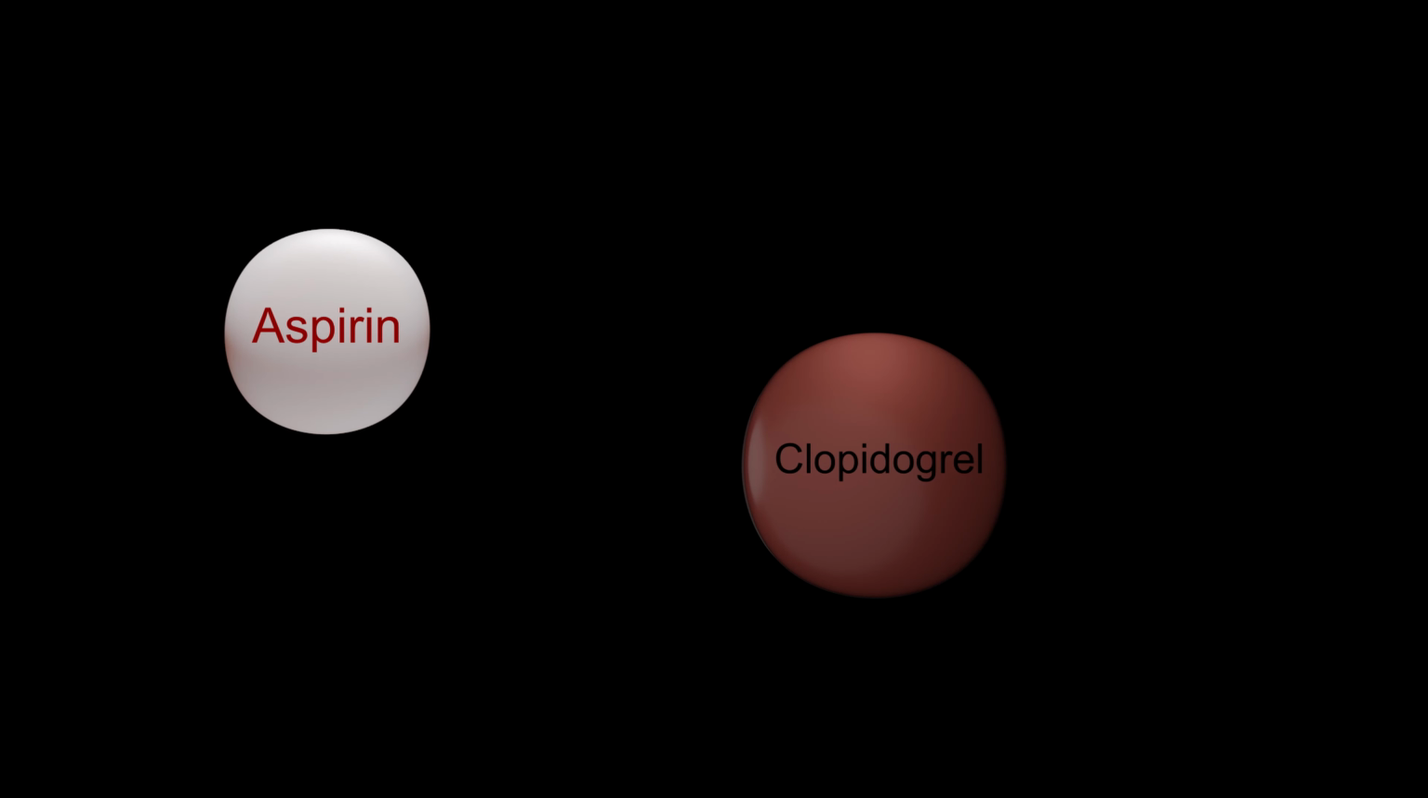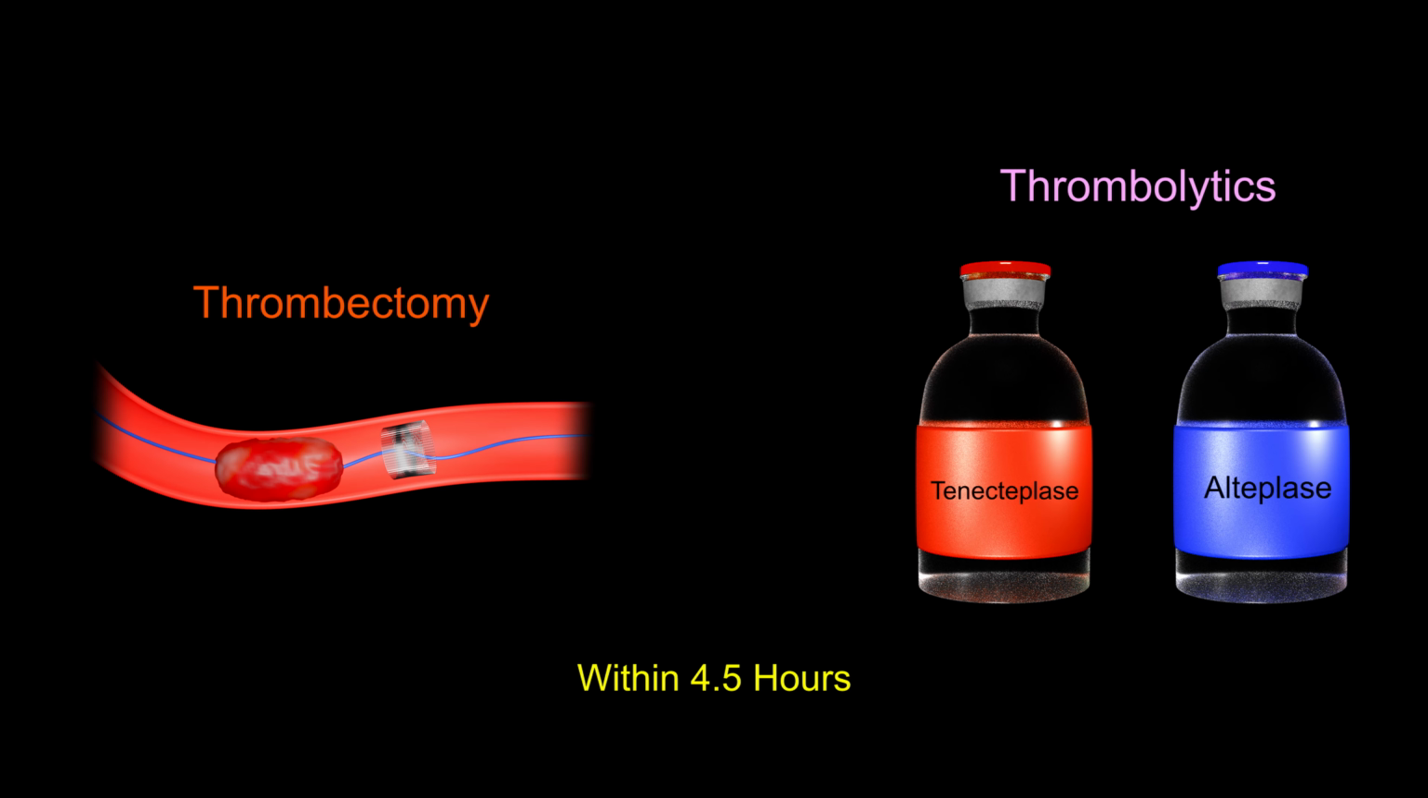For ischemic strokes, time is crucial. Antiplatelet therapy with aspirin or clopidogrel should be started immediately. Intravenous thrombolytic therapy or mechanical thrombectomy can help restore blood flow to the affected area, reducing brain damage for those who present within 4.5 hours after onset of symptoms if there is no contraindication.